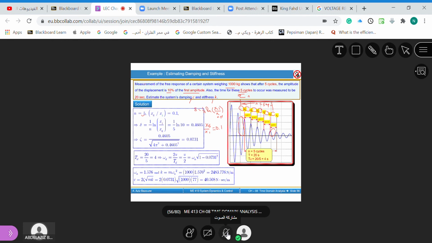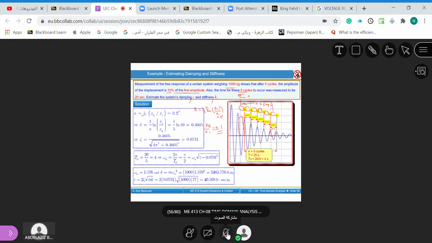He is saying the amplitude of the displacement is 10% of the first amplitude. Yani, the amplitude of this one is reduced by 10%. So it means X6 over X1 will be 0.1. That's why we are writing X6 over X1 will be 0.1.